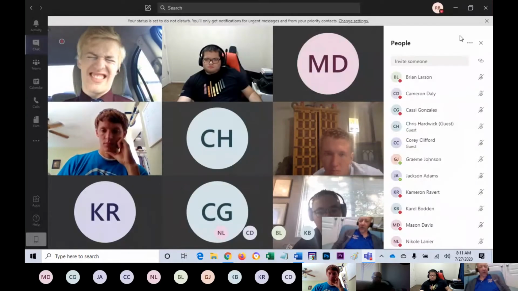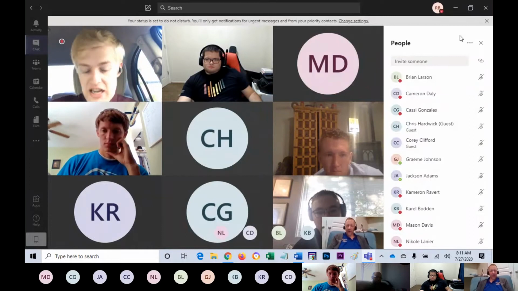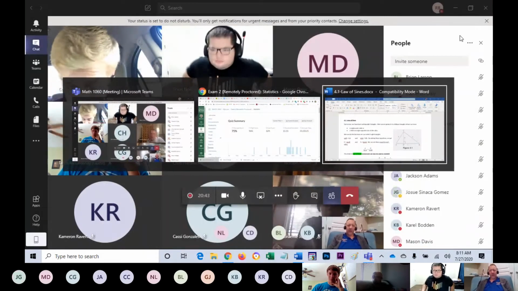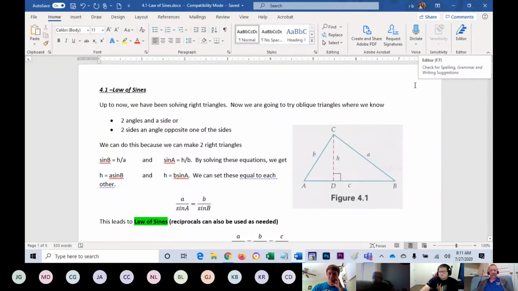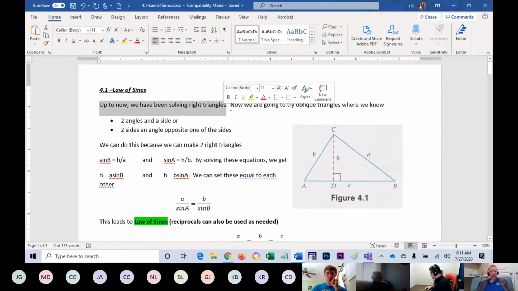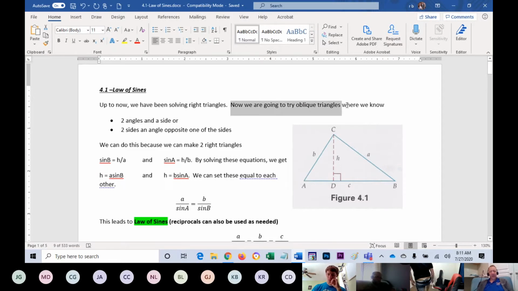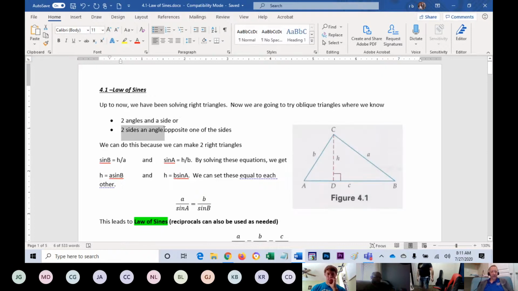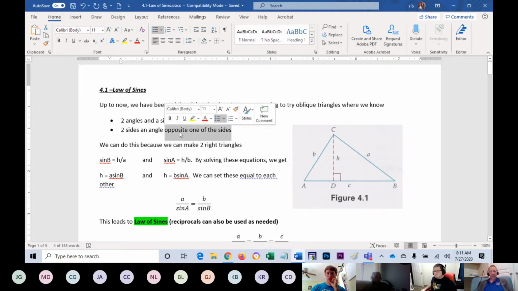So we're going to start on section 4.1, which is the law of sines. Up to now, we've been solving right triangles. Now we're going to try to solve oblique triangles where we know either two angles and a side, or two sides and an angle opposite one of those sides.